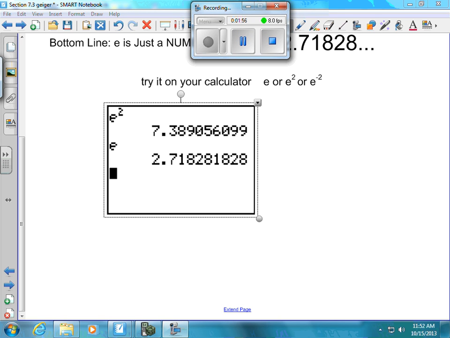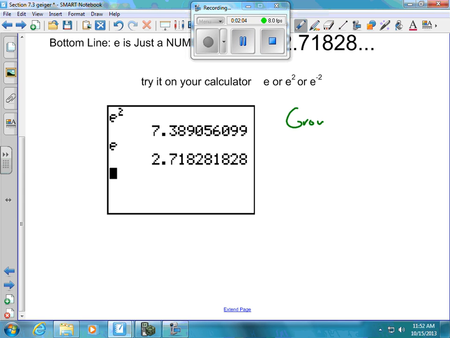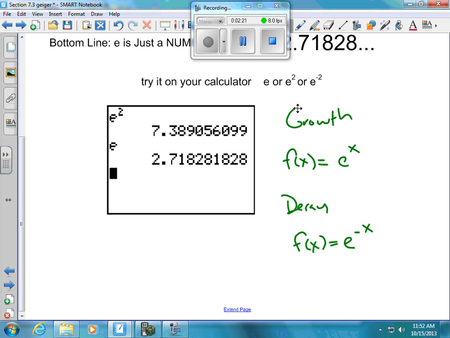Couple things as we get going. We talked about growth and decay before. What is growth going to look like when we're graphing? If we have a growth function with e, it's going to be f of x equals e to the positive x. If I have a decay function, it's f of x equals e to the negative x in general. And so let's keep that in mind as we go forward to the next slide.